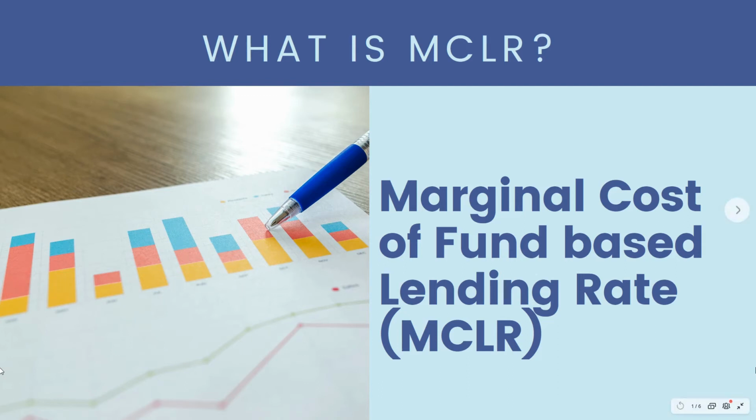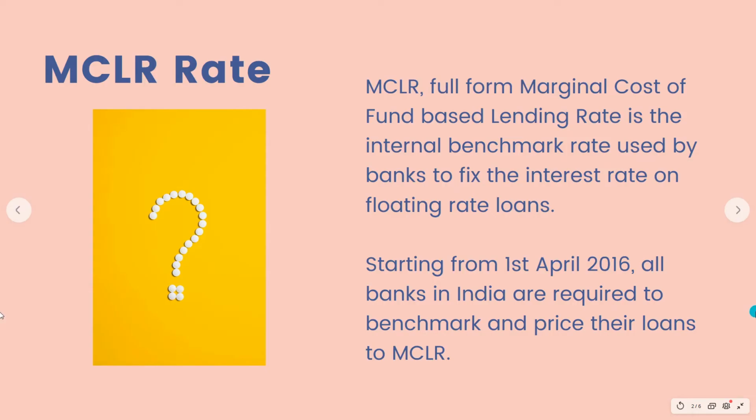Hello everyone. Today in this video we are going to talk about the marginal cost of funds based lending rate, which is also called MCLR. So what is MCLR? Now you must have heard this term in quite a number of economic articles. MCLR is the internal benchmark rate used by banks to fix the interest rate on floating rate loans. Now there are two types of loans: fixed rate and floating rate. So all the loans which are given on a floating rate basis are governed by MCLR.